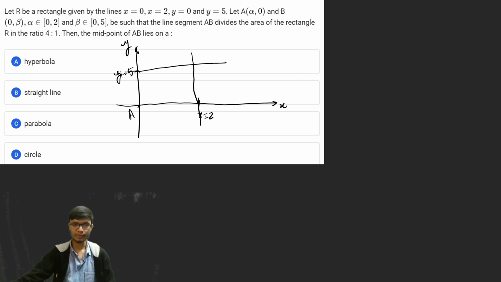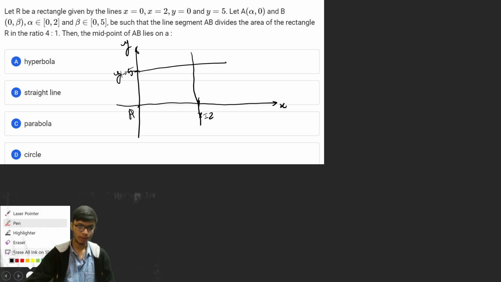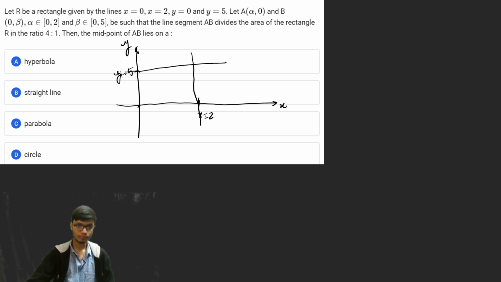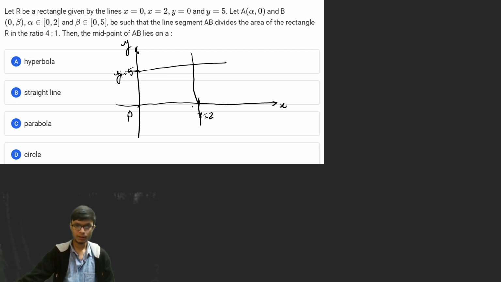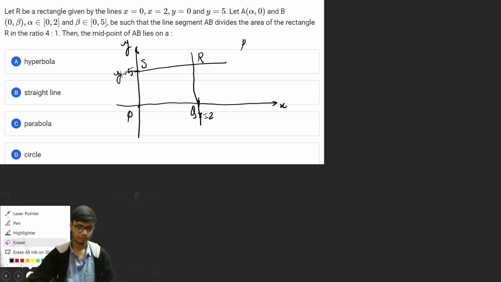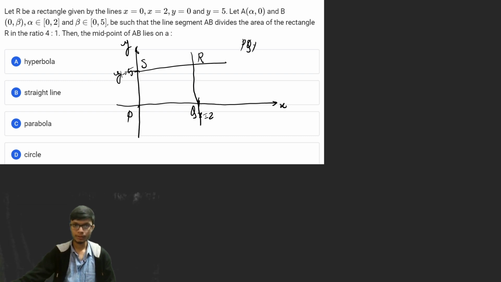Let me label this rectangle. Instead of A B C, I am using the notation P Q R S for the coordinates. So PQRS is a rectangle, as mentioned in the problem as rectangle R.